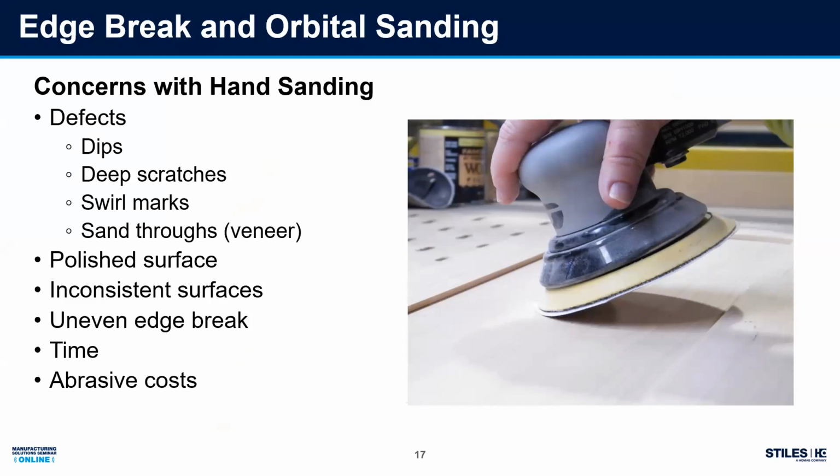Also, for our sandpaper, if they don't change that paper enough, they can polish that surface. Or if they change it too quickly, then they're just throwing away paper before getting the most use out of that paper. The abrasives cost for these small handheld orbitals is very expensive as compared to a wide belt sander.